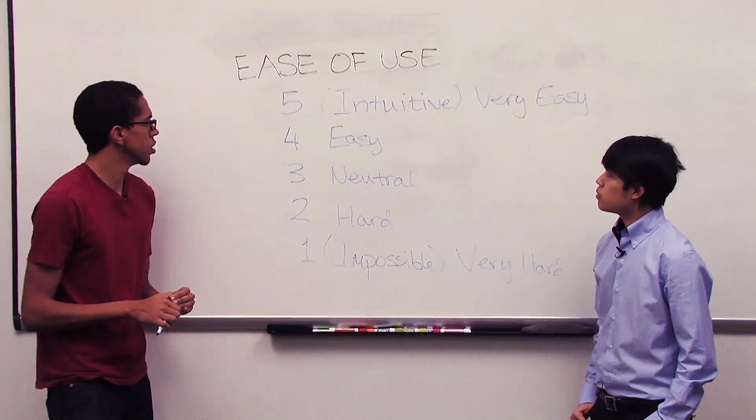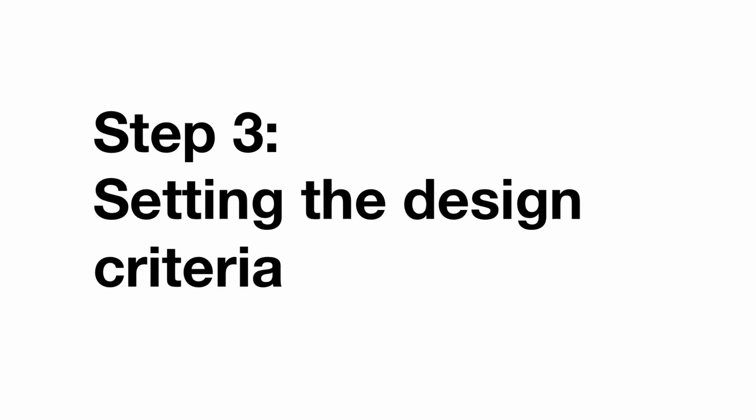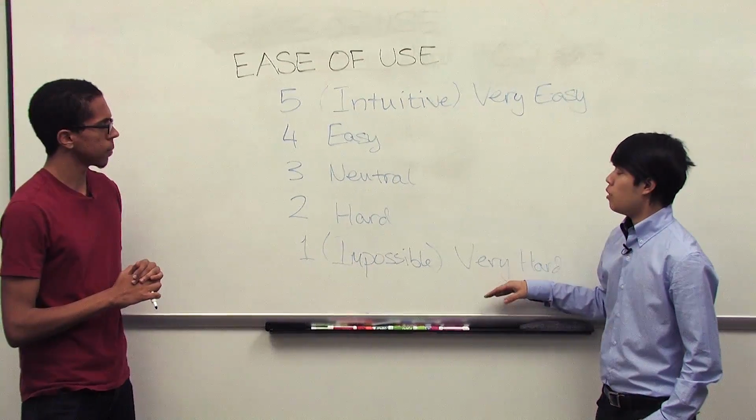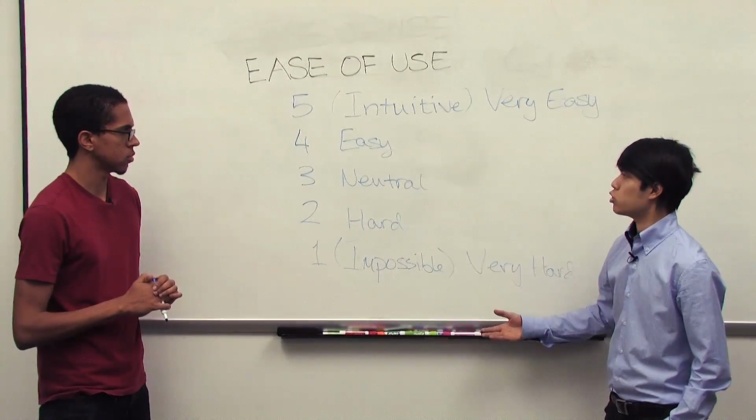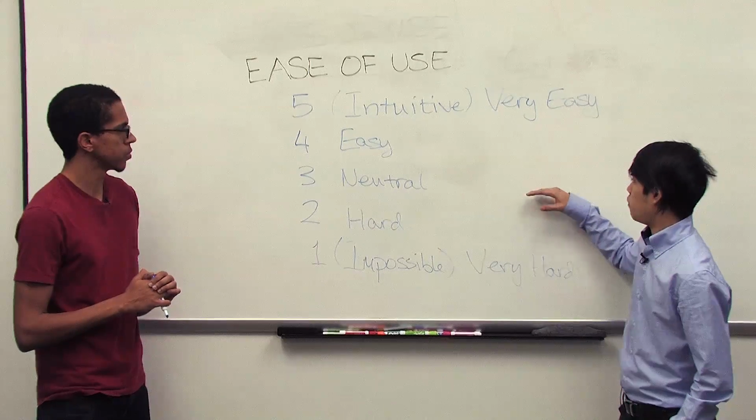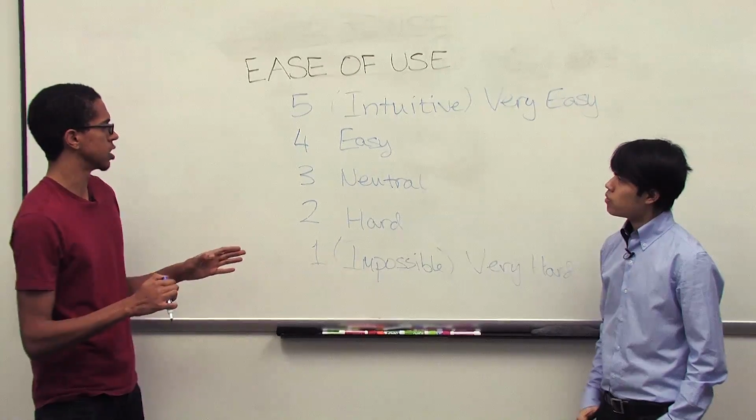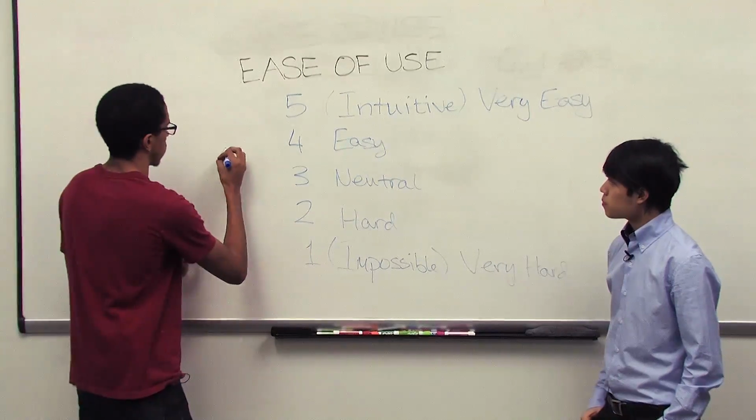Okay, so how easy do we want our device to be to use? Well, ease of use was on the very bottom of our list of design criteria, but I still think that it's important that whoever's using this device should find it at least neutral to use. Yeah. So as a result, I think we should aim for somewhere above 3. So we want our target value to be greater than or equal to 3? Yes. Okay.